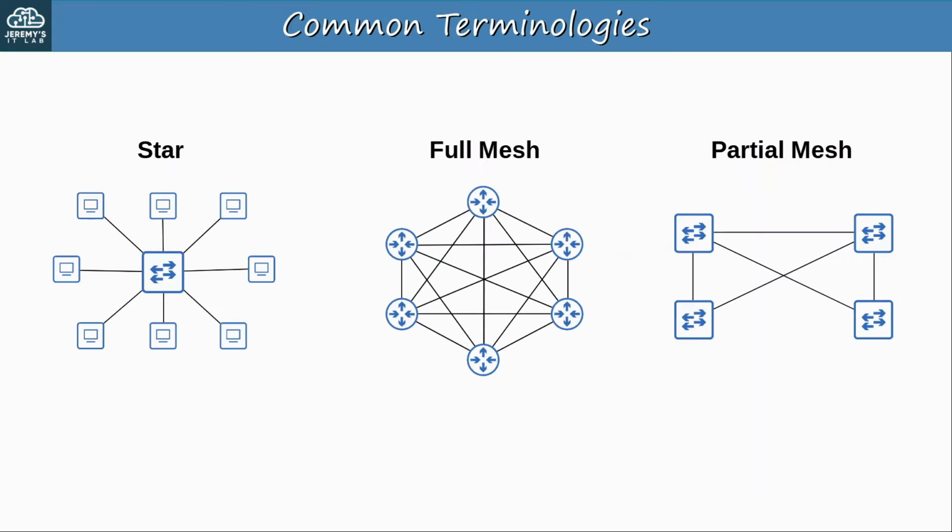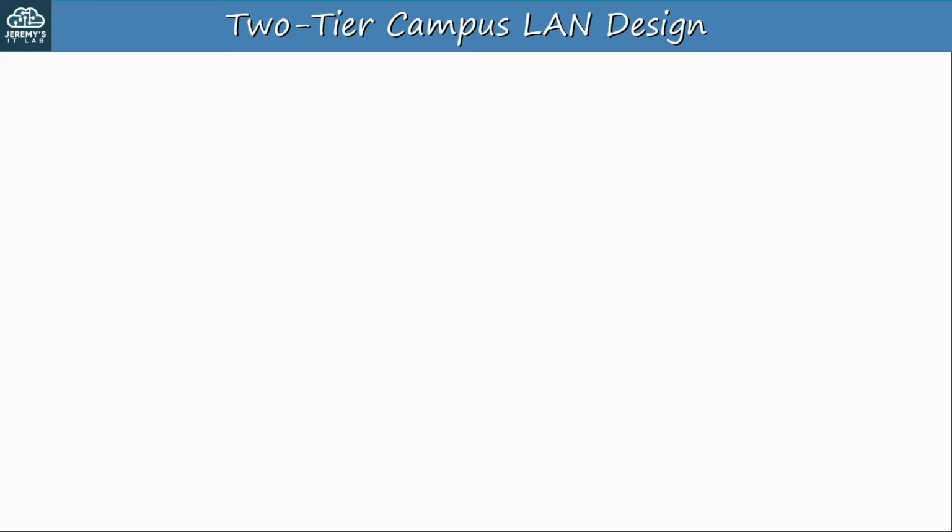Okay, those are the 3 general terms I wanted to introduce. You'll see examples of them throughout this video and the next video, so make sure to remember them. Now let's get into the basics of Campus LAN Design. By Campus LAN, I mean a LAN of devices in a building, or perhaps multiple buildings that are close to each other. Remember, LAN stands for Local Area Network.